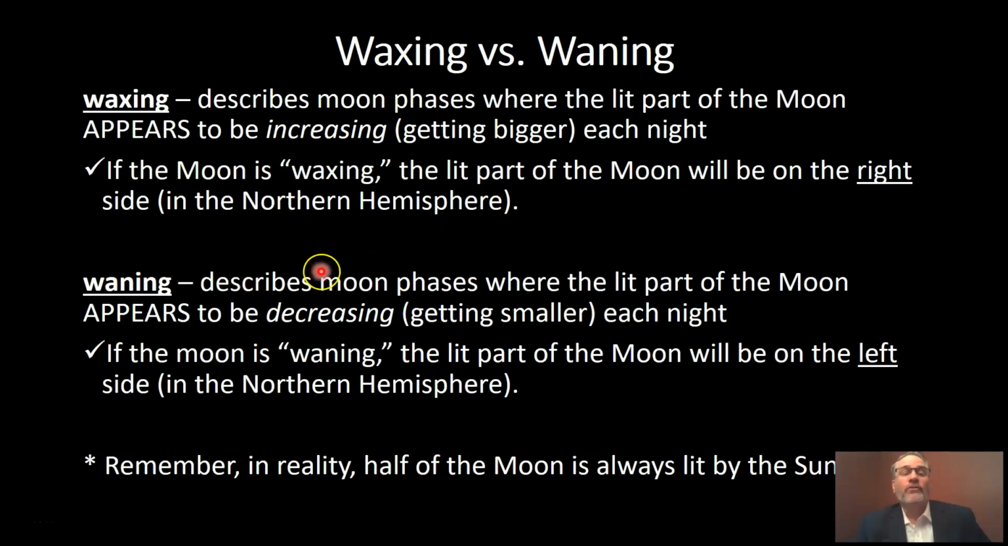Now, waning, of course, describes moon phases where the lit portion of the moon appears to be decreasing, meaning it's getting smaller each night. It means we're headed back toward a new moon. So, sort of the opposite here in the northern hemisphere, we can look into the sky, look at the moon, and we can tell if it's waxing or waning. And if it's waning, we're going to see that the left side of the moon is going to be lit up. But remember, keep this in mind. In reality, half of the moon is always lit.